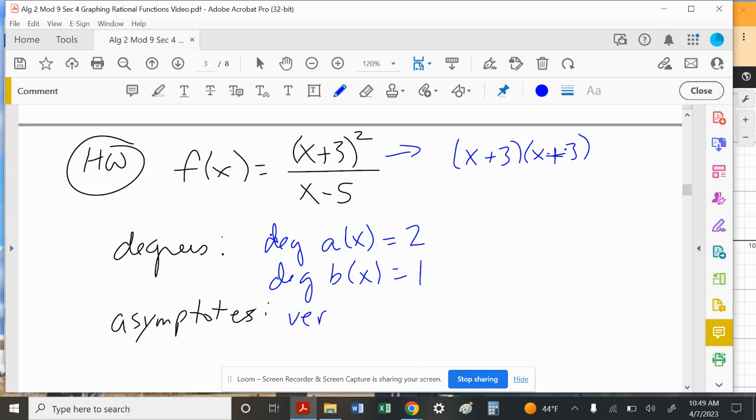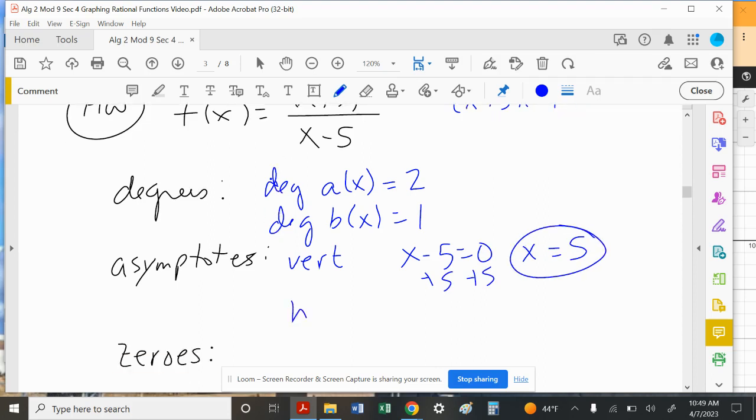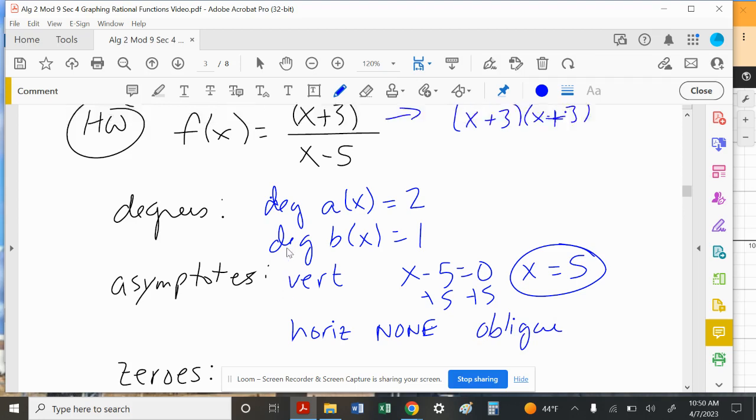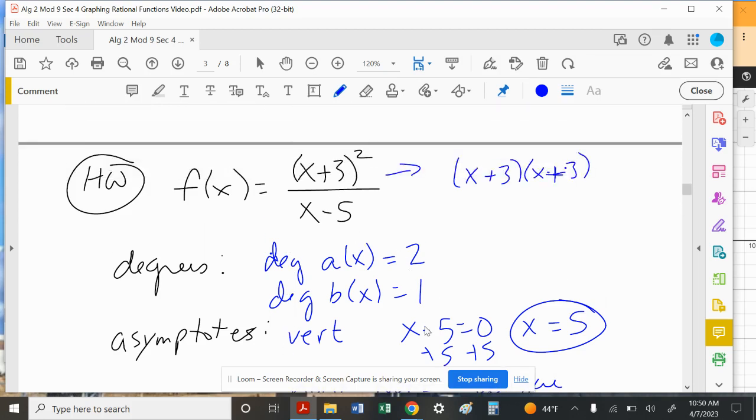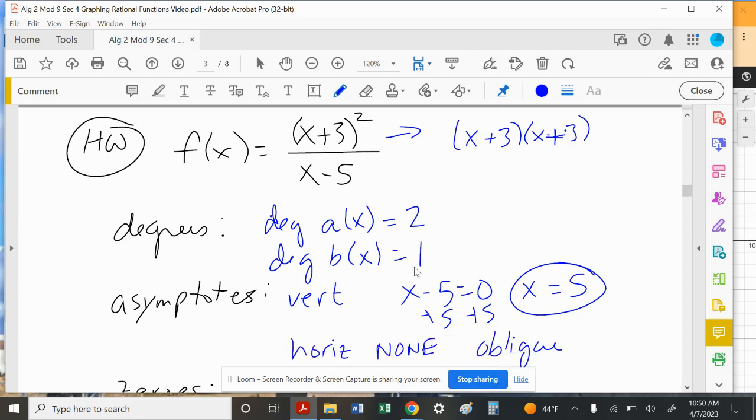Let's find the vertical asymptote, since that's what we're going to look for first. We set the denominator equal to 0. So in this case, x equals 5 because we add 5 to both sides. So there is our vertical asymptote. We look at our horizontal asymptote, and there is none. The reason is that the a of x degree is greater than the b of x degree. And then the oblique asymptote: if the degree of a of x is only 1 greater than the degree of b of x, which we can see it is, there is an oblique asymptote.